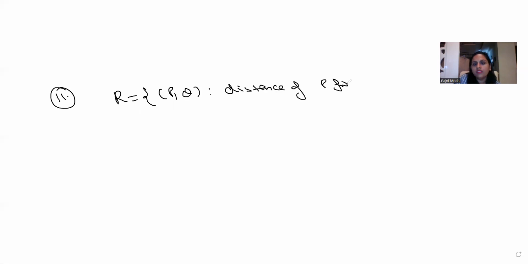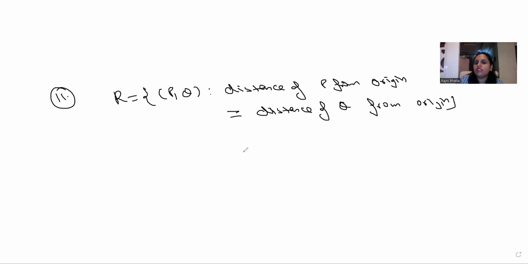Now we are going to move to question number 11. Question number 11 says, show that the relation R in the set A of points in a plane given by R is equal to (P, Q) such that distance of P from the origin is the same as distance of Q from the origin.